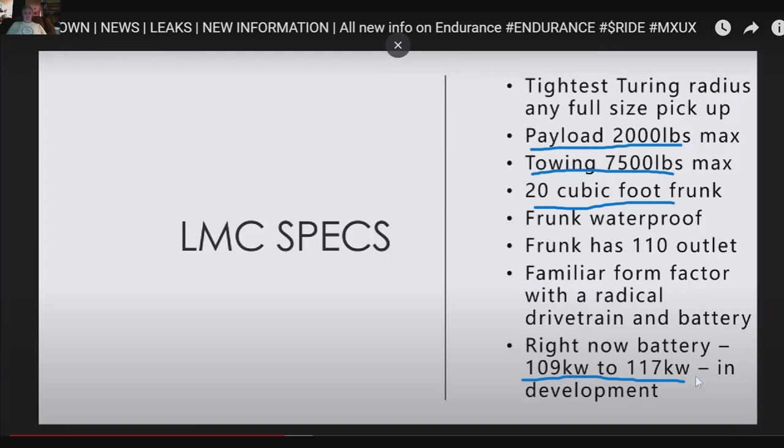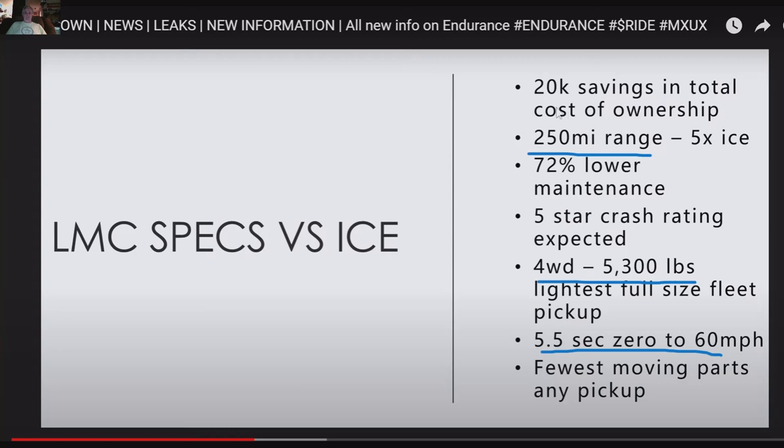It was going to be up to 117 kilowatts. We had a 250 mile range. Now the range is 200 miles. 5,300 pounds was the weight of the truck. I don't know where that stands now. And I have a 5.5 second 0 to 60 time on here. So we're going to have to put together some sort of chart here and see how this all works out.